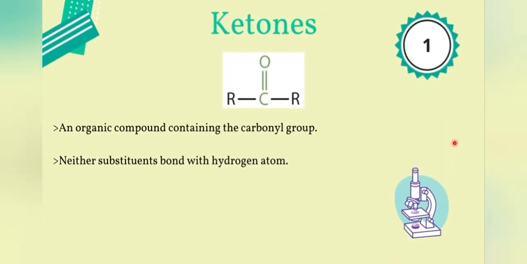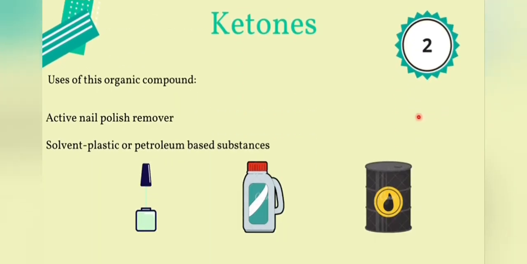So for the last functional group, ketones. It is an organic compound containing the carbonyl group. This is different from the aldehyde functional group because neither substituent bonds with a hydrogen atom. But if one substituent is a nitrogen atom, then it is classified as an amide. Some of the uses of ketones: they can be used as an active nail polish remover, and as a solvent for plastic or petroleum based substances, such as these two pictures right here.